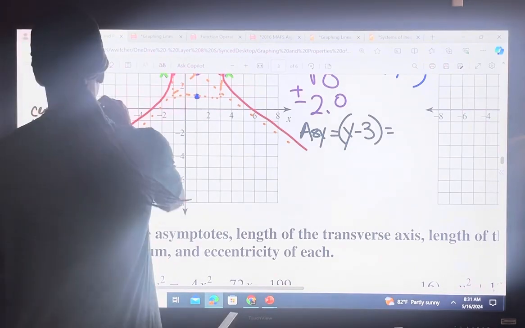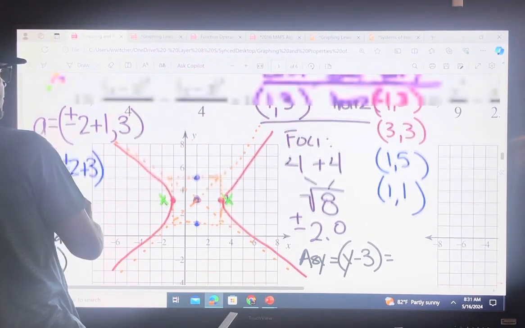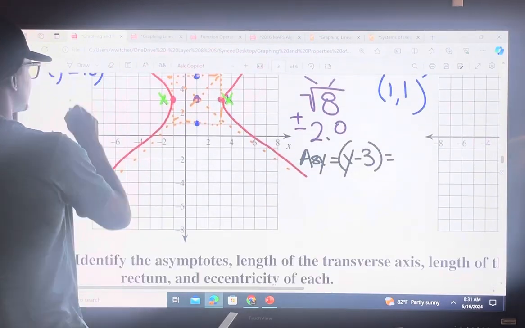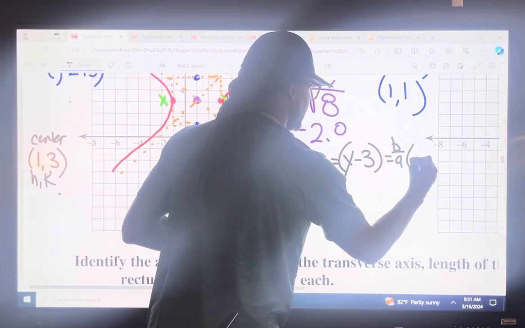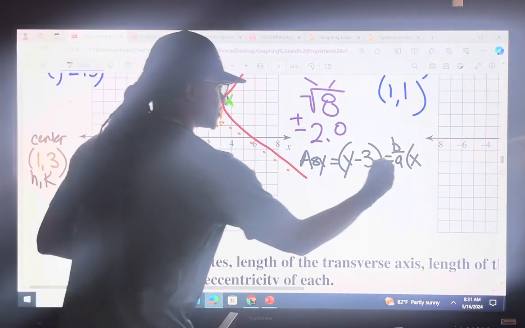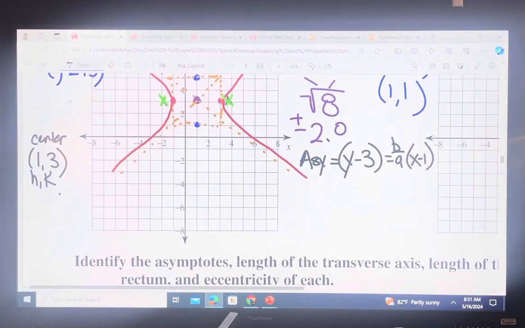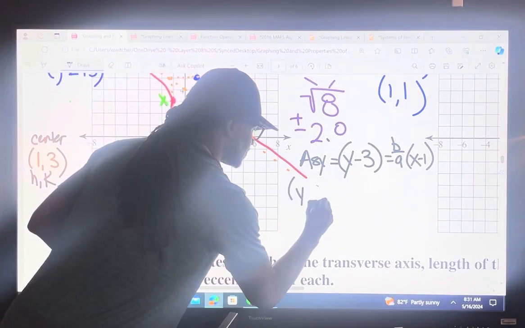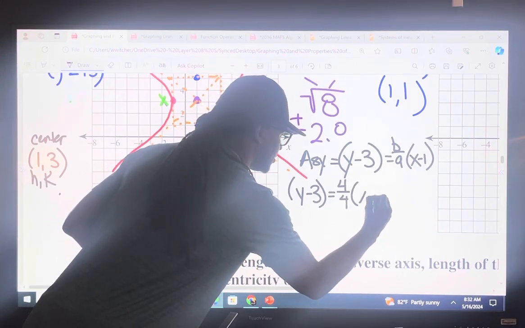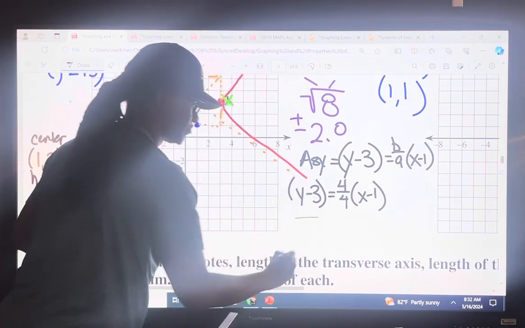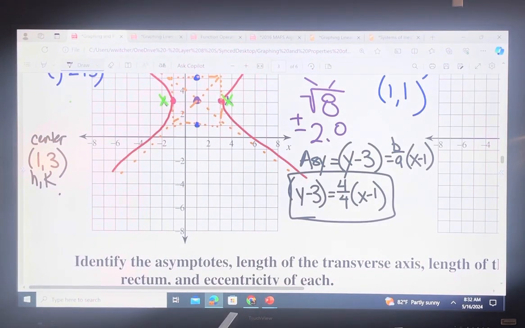So now, in this case, it really didn't matter because both your a and b is 4. So it'd be b over a, x minus 1. So in conclusion for the asymptote, it's y minus 3 equals 4 over 4, x minus 1. That's it. You're going to need that. Remember, when it's x first, b over a. When it's y first, a over b.